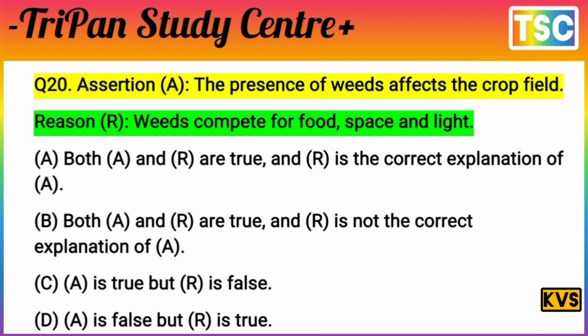It means option A is correct. Both A and R are true, and R is the correct explanation of A. It means option A is correct. That's important from the exam point of view. And learn and read.